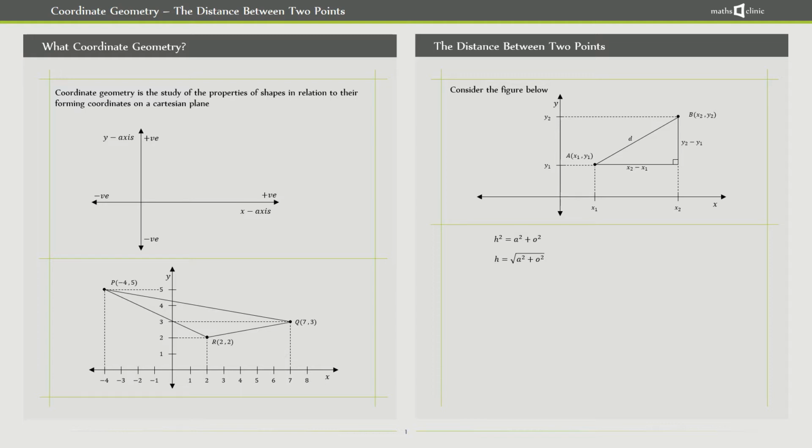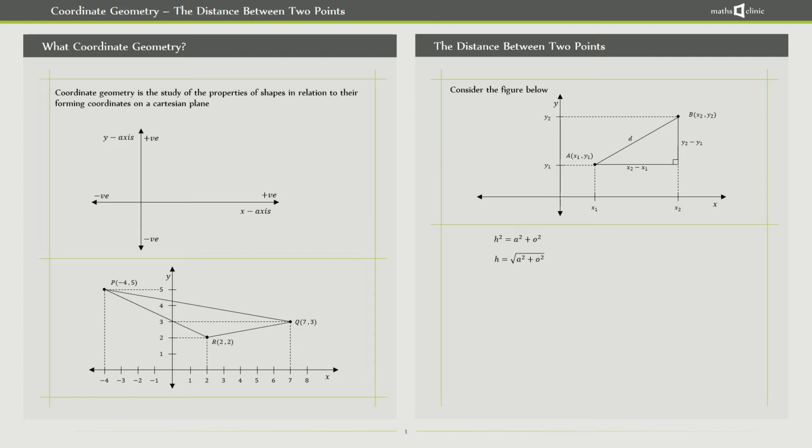Because in this case we have the hypotenuse, the longest side, is d. Okay, adjacent, the horizontal part, is x2 minus x1, and our opposite, the vertical part, is y2 minus y1. So it's pretty much just from the triangle you have there. Hypotenuse is d, opposite is y2 minus y1, and adjacent is x2 minus x1.